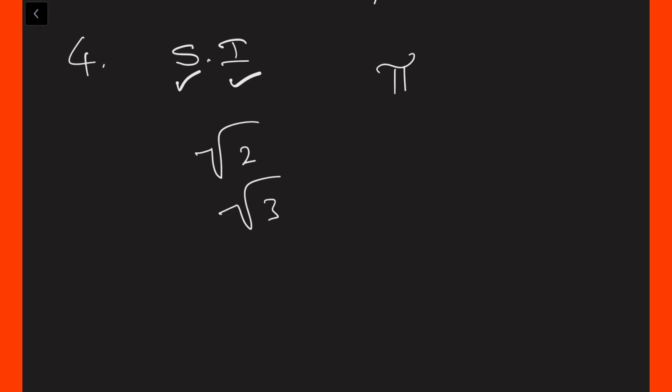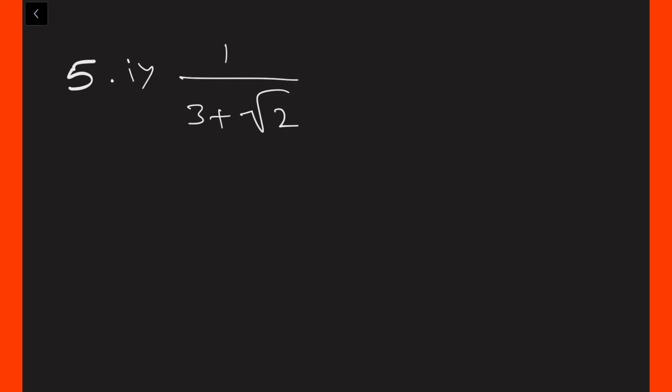Now, let us move to bit number 5. Rationalizing the denominators. This is one of the very easy topics as well as marks getting topics and compulsory question in every exam. 1 divided by 3 plus root 2. This total concept depends on rationalizing the denominator. So first of all, what is rationalizing denominator?